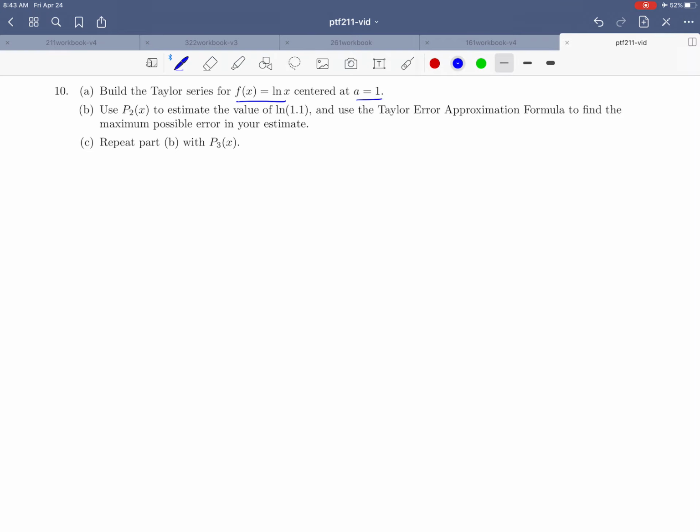Okay, so the good news about Taylor series is that if you can take derivatives, you can build a Taylor series. All right, so we're going to start with our function and take a bunch of derivatives of it. So the derivative of ln of x would be 1 over x, which we can rewrite as x to the negative 1. Okay, and derivative of x to the negative 1 is negative x to the negative 2.